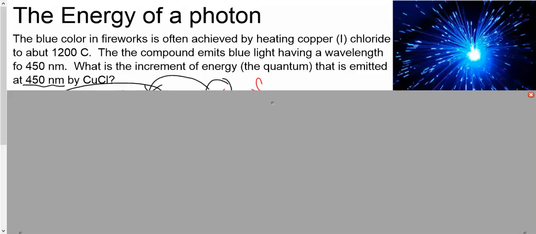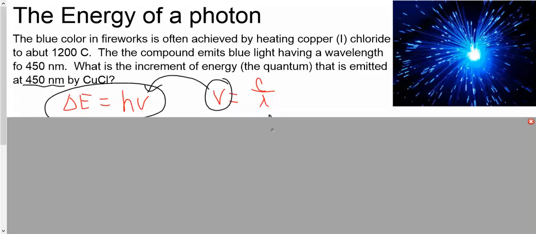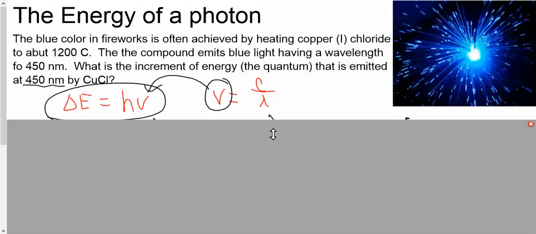So we have these two equations. First, we want to plug our wavelength into this equation, and we need to make sure that we put it in meters, since the speed of light is in meters per second. So we'll need to change nanometers to meters and divide by the speed of light. So that's the first thing I've done.